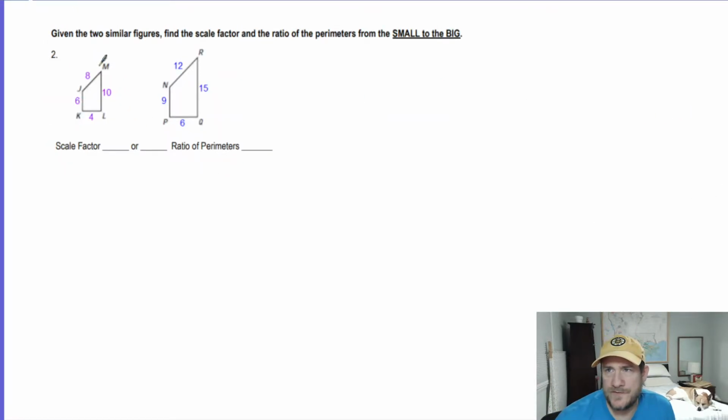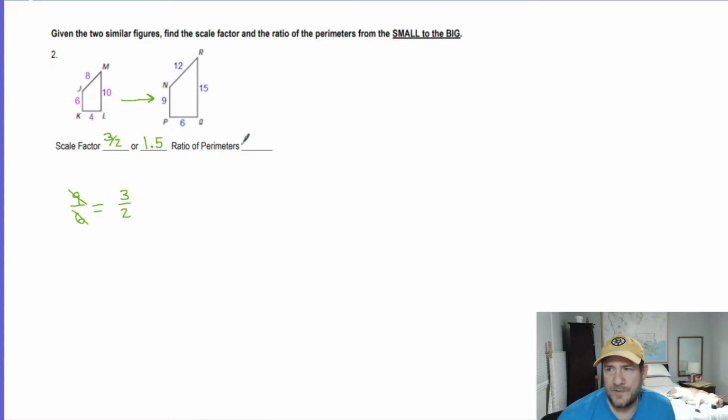Alright, so here we've got two similar figures. Find the scale factor and the ratio of the perimeters from the small one to the big one. As we go from small to big, you want to do the bigger value over the smaller value. So our scale factor would be 9 over 6. But I can reduce that by a factor of 3. So 9 over 3 is 3, and 6 over 3 is 2. So our scale factor would be the fraction 3 over 2, or the decimal 1.5.